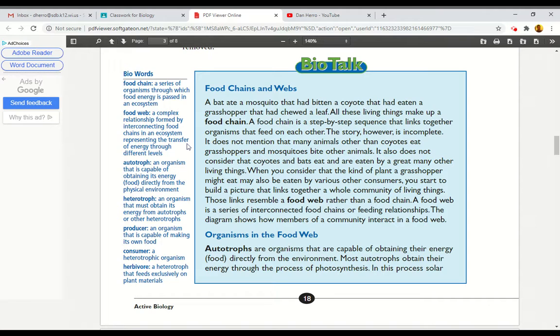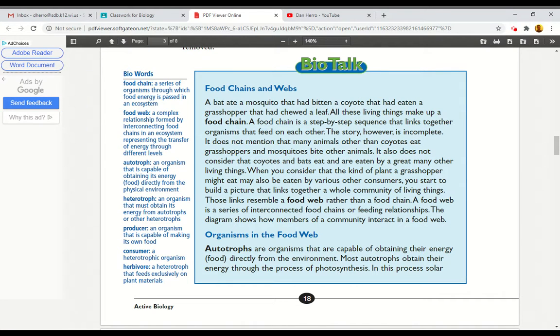It does not mention that many animals other than coyotes eat grasshoppers and mosquitoes bite other animals. It also does not consider that coyotes and bats eat and are eaten by a great many other living things. When you consider that the kind of plant a grasshopper might eat may also be eaten by various other consumers, you start to build a picture that links together a whole community of living things. Those links resemble a food web rather than a food chain. A food web is a series of interconnected food chains or feeding relationships.